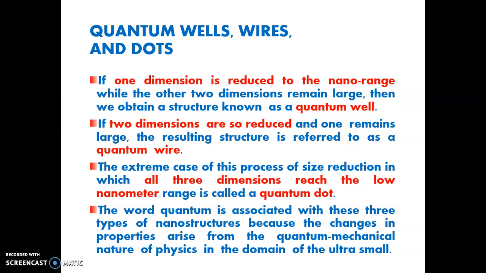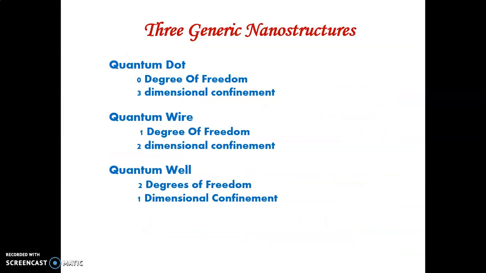The word quantum is associated with these 3 types of nanostructures because the change in the properties arises from the quantum mechanical nature of physics in the domain of the ultra small. So we can call these 3 generic nanostructures. We already saw what they are: quantum dots, quantum wires, and quantum wells.